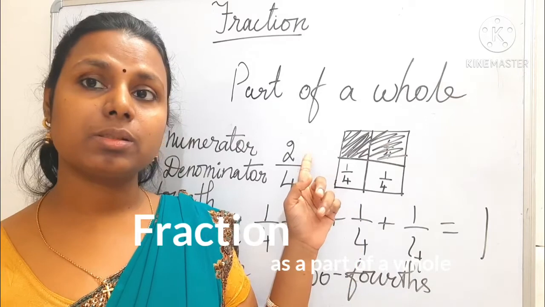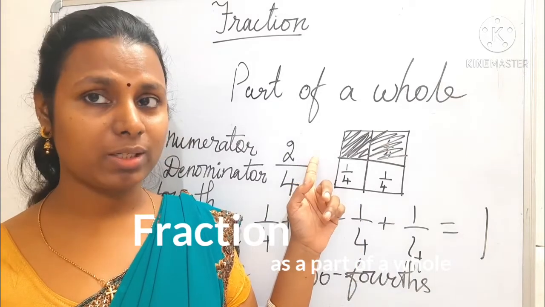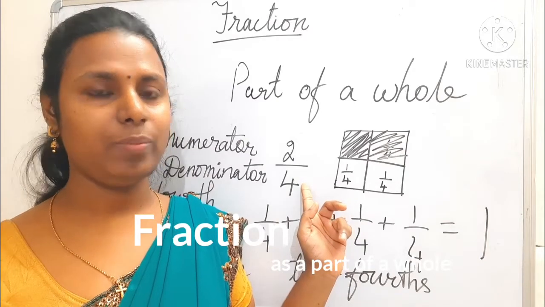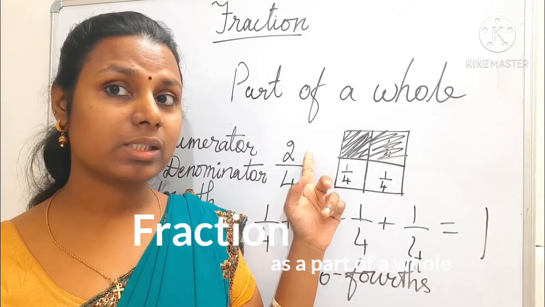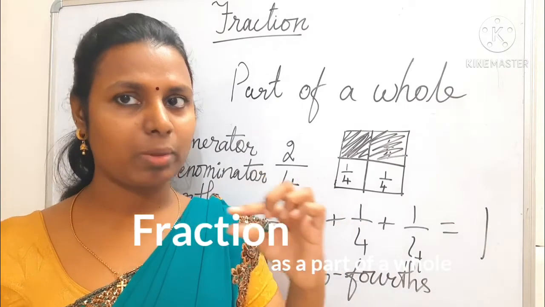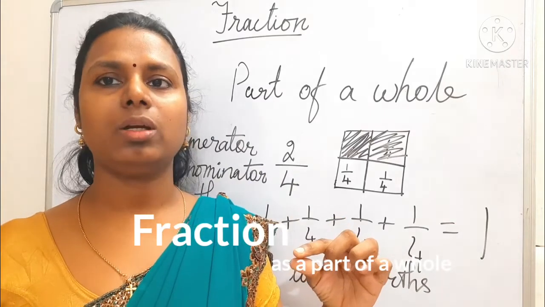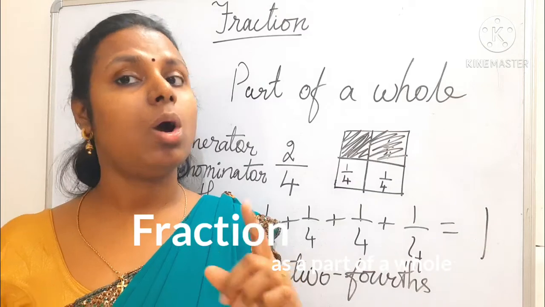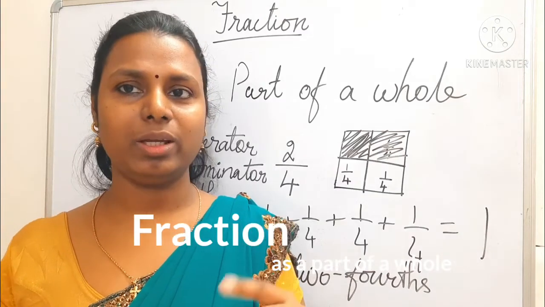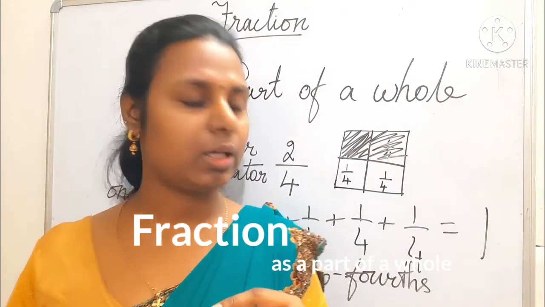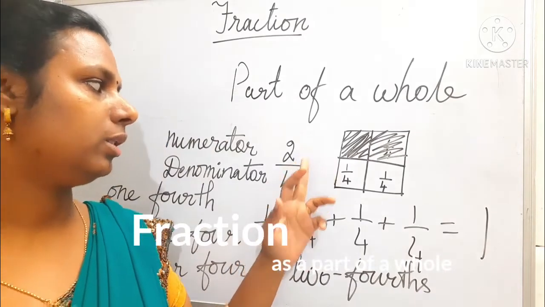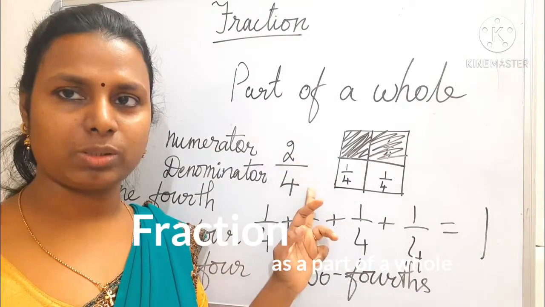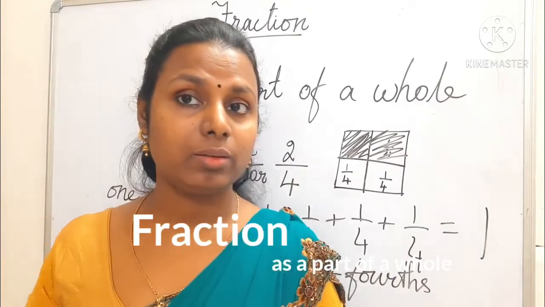The top one is called the numerator. The down one is called the denominator. The numerator is said as normal counting, cardinal counting. But the denominator is read by ordinal counting. So here we call this one 2/4.